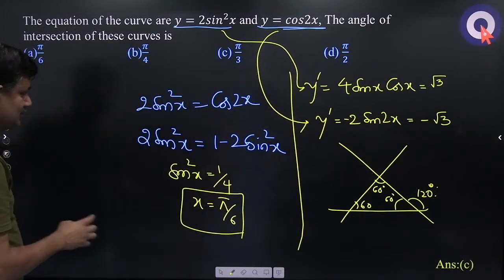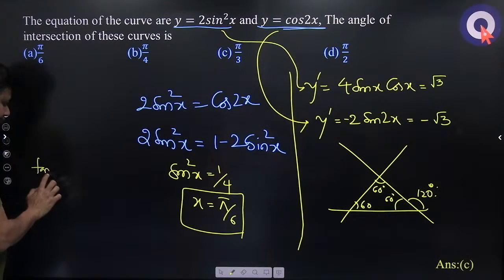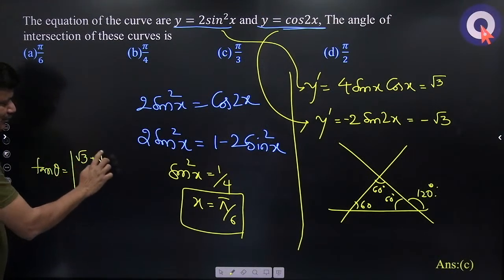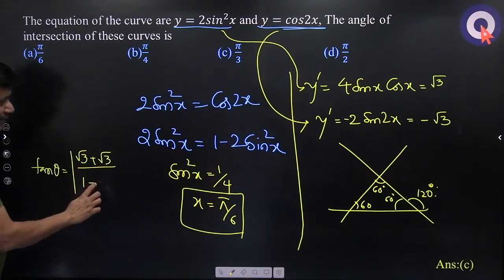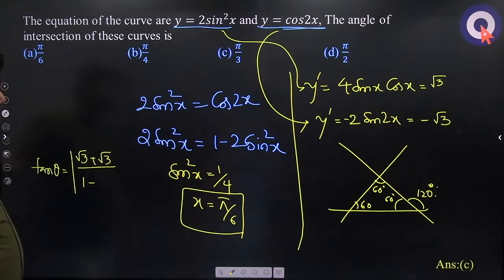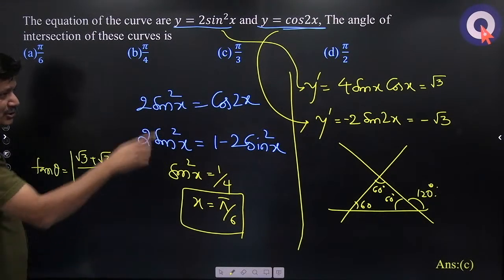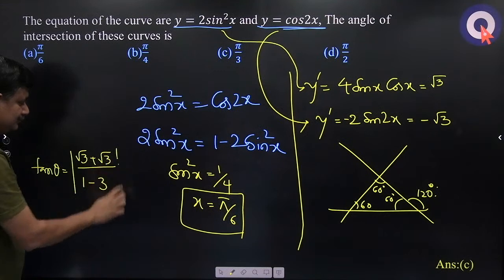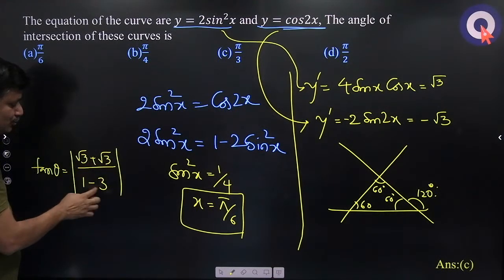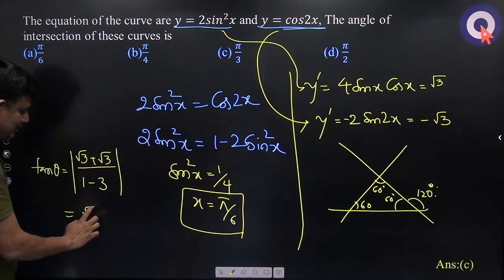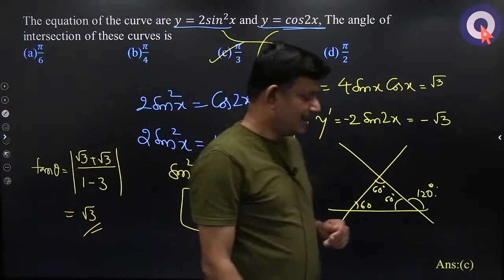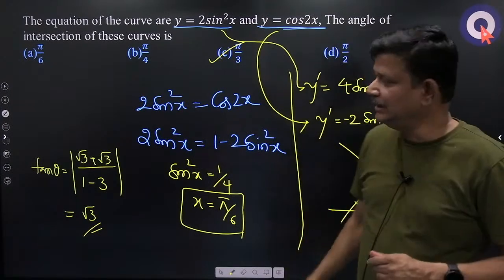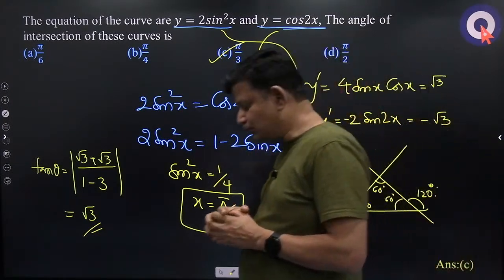Or you can find tan theta is m1 minus m2, minus of minus root 3 is plus root 3, by 1 plus m1 m2. Plus m1 m2 is minus of 3. So how much is this? 2 root 3 by minus 2, or root 3. Tan theta is root 3. So the angle will be pi by 3. This is how you can find the angle of intersection between two curves.